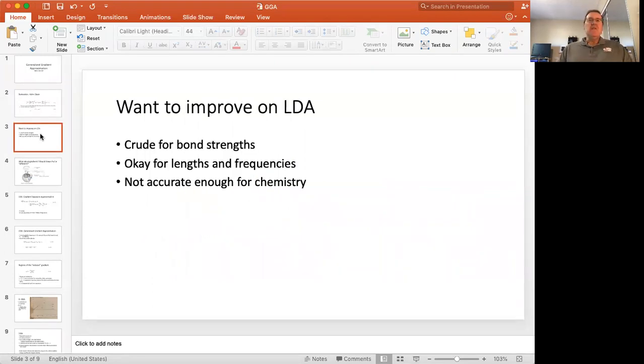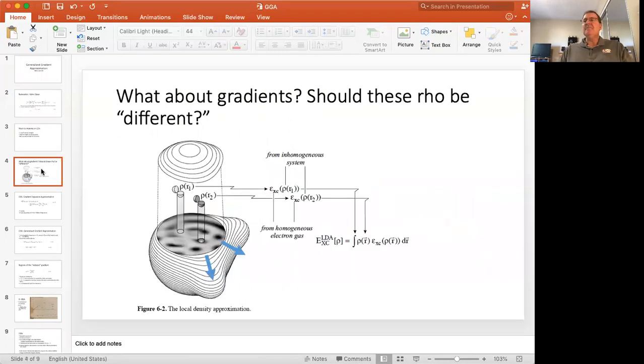Now we want to improve on the local density approximation because it could have been fine, but it's crude for bond strengths. And probably crude is charitable. It's okay for lengths and frequencies, but chemists want more than that. It's just not accurate enough to do chemistry. So what could we do to improve things?